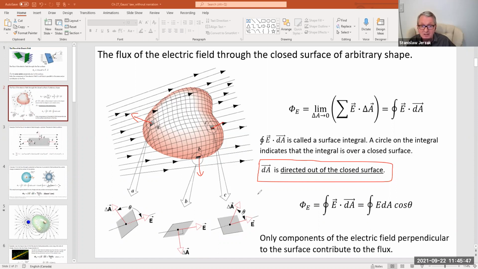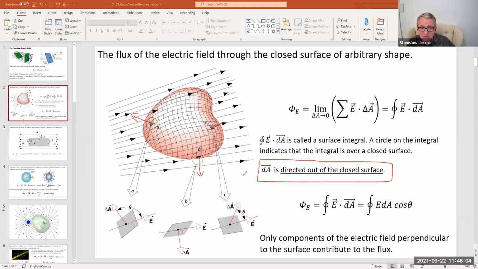Any questions? Professor, I have a question. Could you please explain the last sentence? Only the component of the electric field perpendicular to the surface contributes to the flux. Why is that? Yeah, actually, that's a very important question.